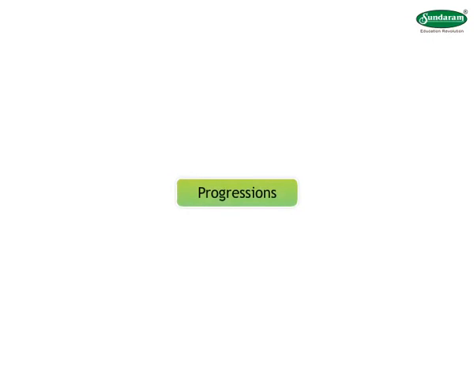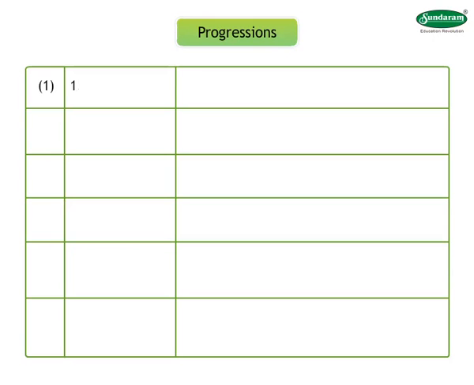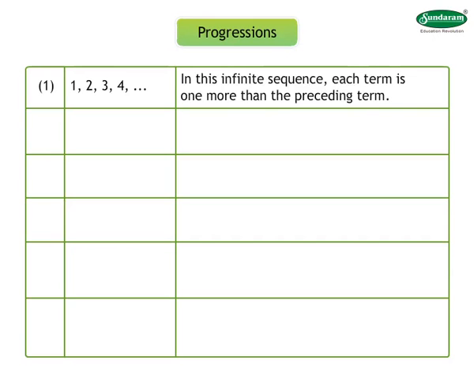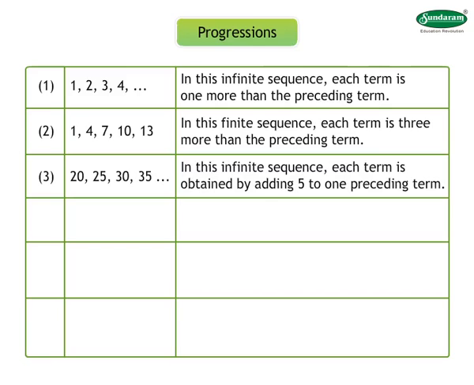What is meant by progressions? Observe the following sequences. In this infinite sequence, each term is one more than the preceding term. In this finite sequence, each term is three more than the preceding term. In this infinite sequence, each term is obtained by adding 5 to the preceding term.